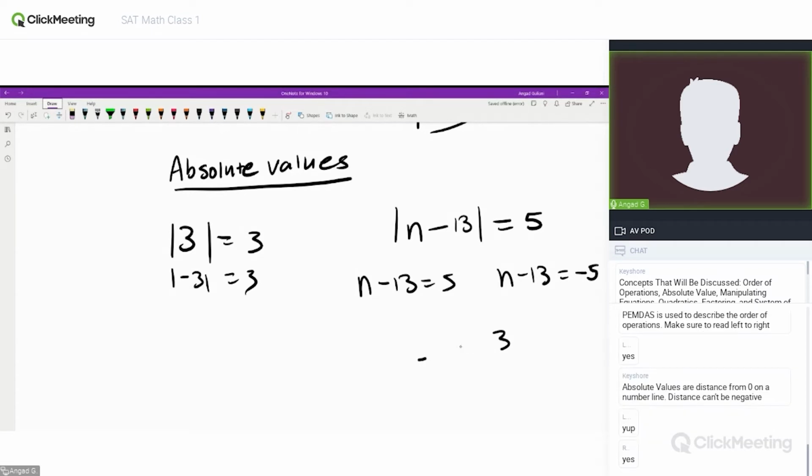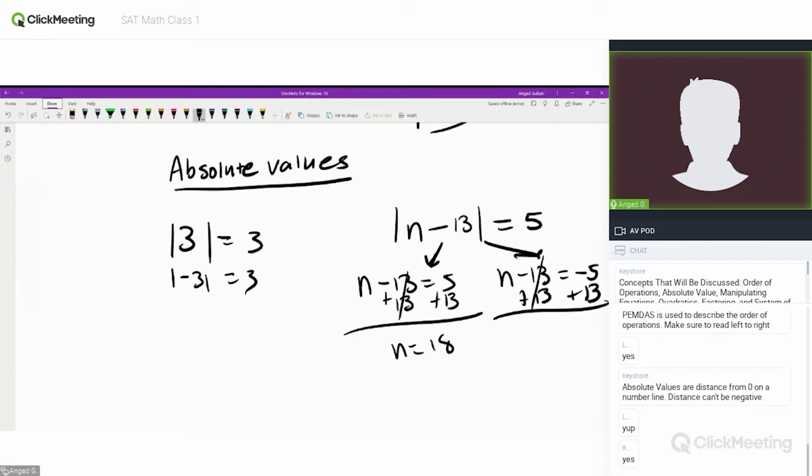So that's why we have two equations. We have one with a positive difference and one with a negative difference. So how do we solve this? We just add 13 to each side. The 13s cancel out. We get n is equal to 18 and n is equal to 8. And those are our answers. You guys get that?